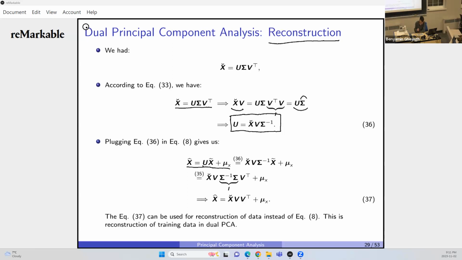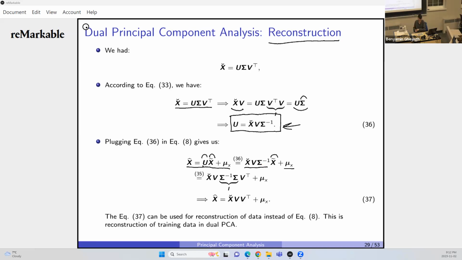Now, again, do you remember reconstruction? It was U X tilde, where X tilde was the projected data, plus mu X. We added back the mean, right? What was X tilde? We just found it in the previous slide. It's sigma V transpose, right? Am I right? Give me a second. No. I apologize. I don't replace X tilde. I replace U. I just found U here, right? So U is X breve V sigma inverse. Also, I have X tilde here plus mu X, right?